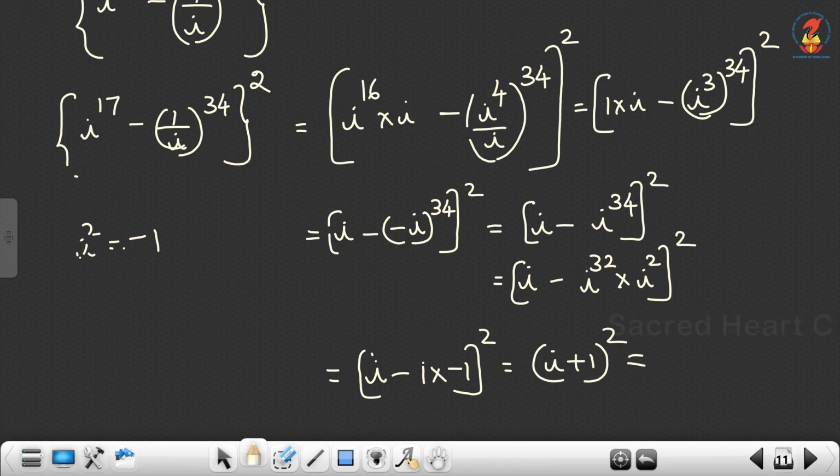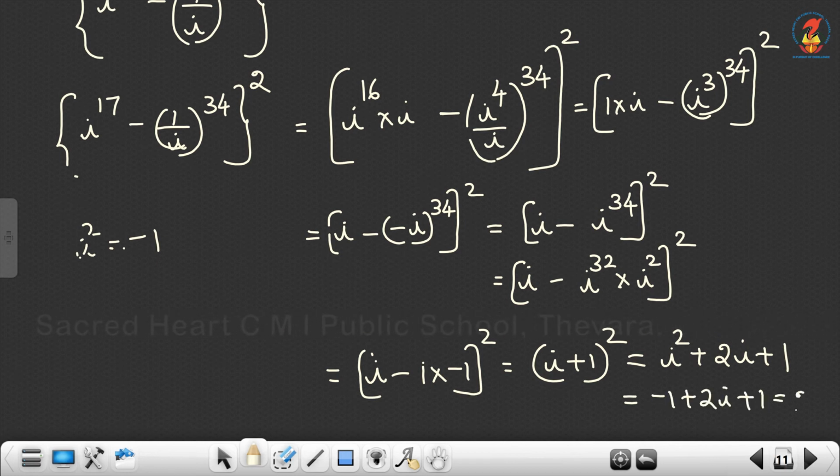Now expand. When we expand, (i + 1) whole square becomes i squared plus 2i plus 1. i squared is minus 1, plus 2i plus 1. That's equal to 2i. So the answer is 2i.